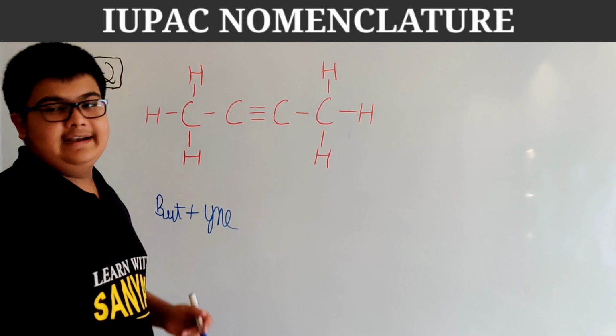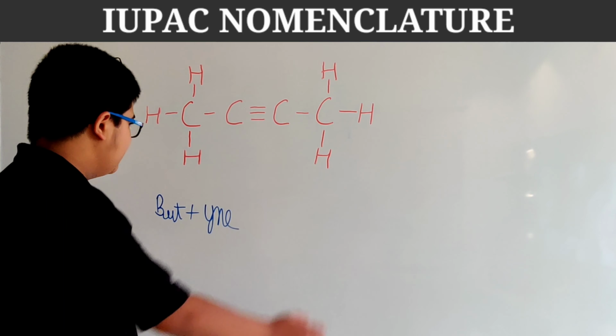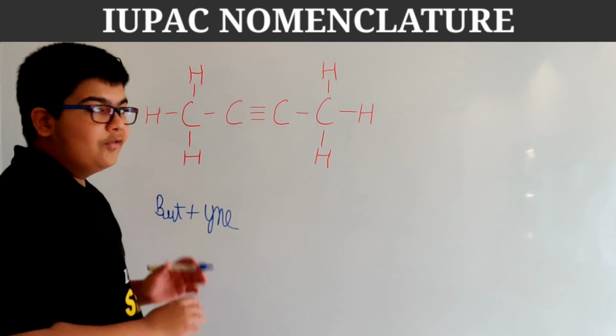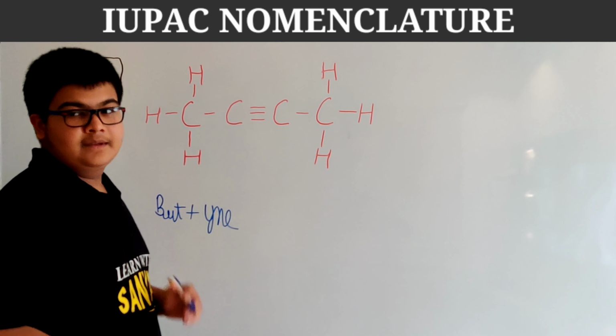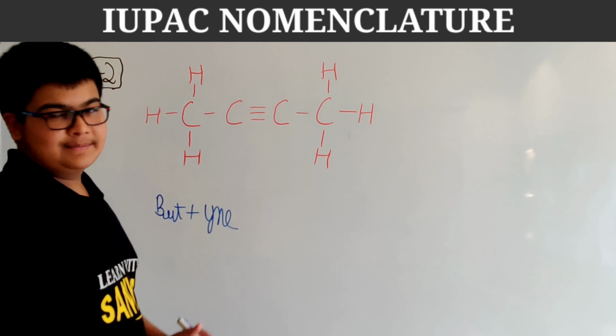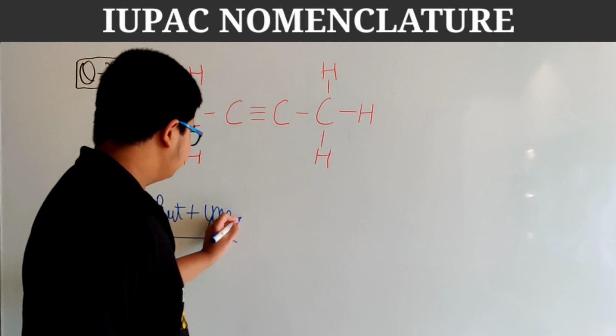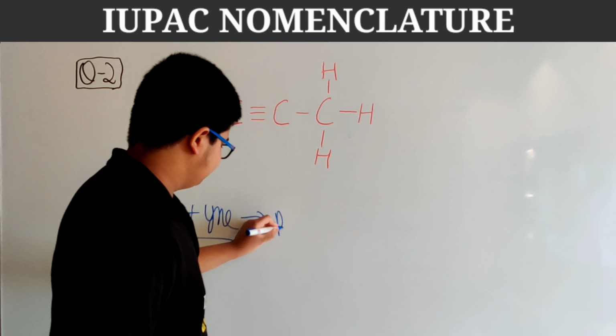Now step 3, identifying the functional group. If you closely observe, no functional group is present. Nothing is present. No O, no OH, nothing. So this means that no functional group is present. So the final name will be butyne.